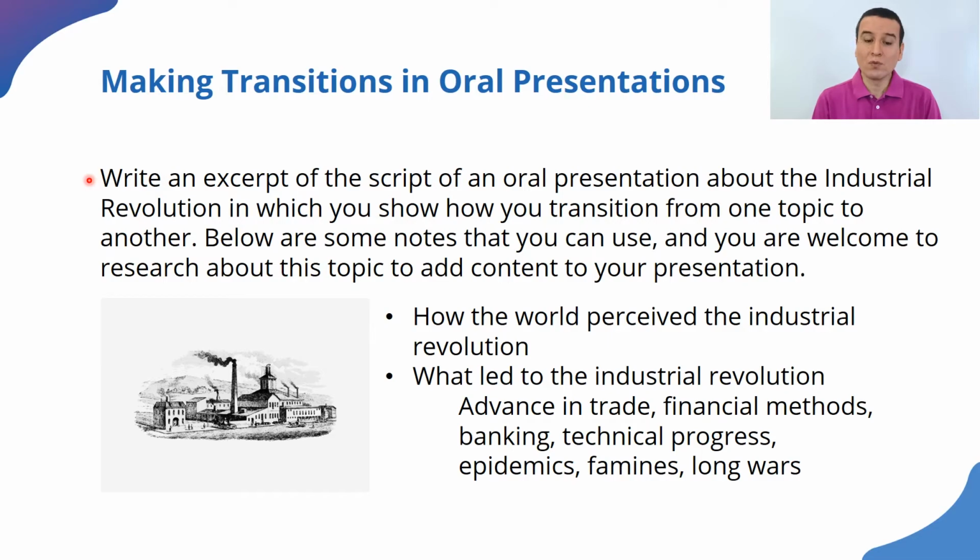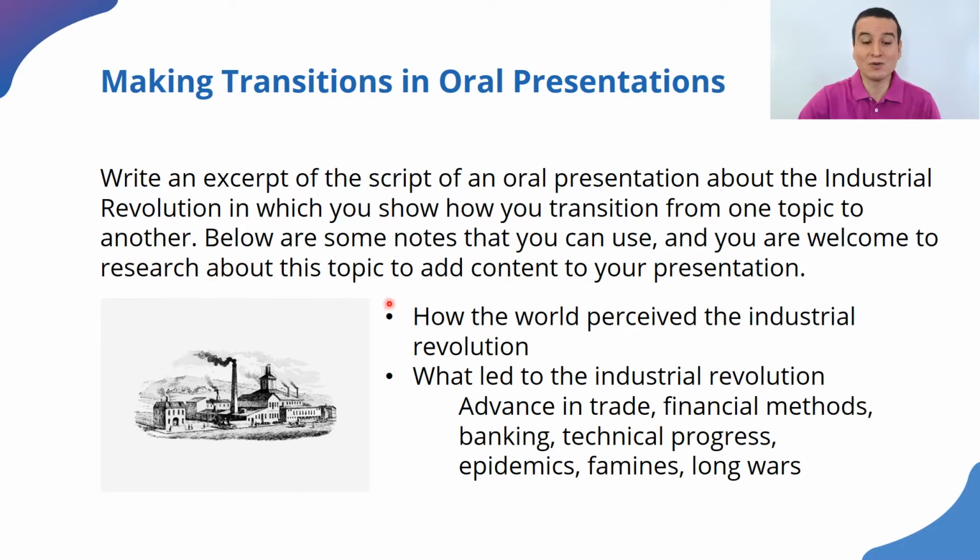Here it is. Write an excerpt of the script of an oral presentation about the Industrial Revolution. You may have to research about it, in which you show how you transition from one topic to another. Oh, that's easy. Below are some notes that you can use. Okay, that's good. And you are welcome to research about this topic to add content to your presentation. But if you just transition from one of the topics given to the other, that is enough.